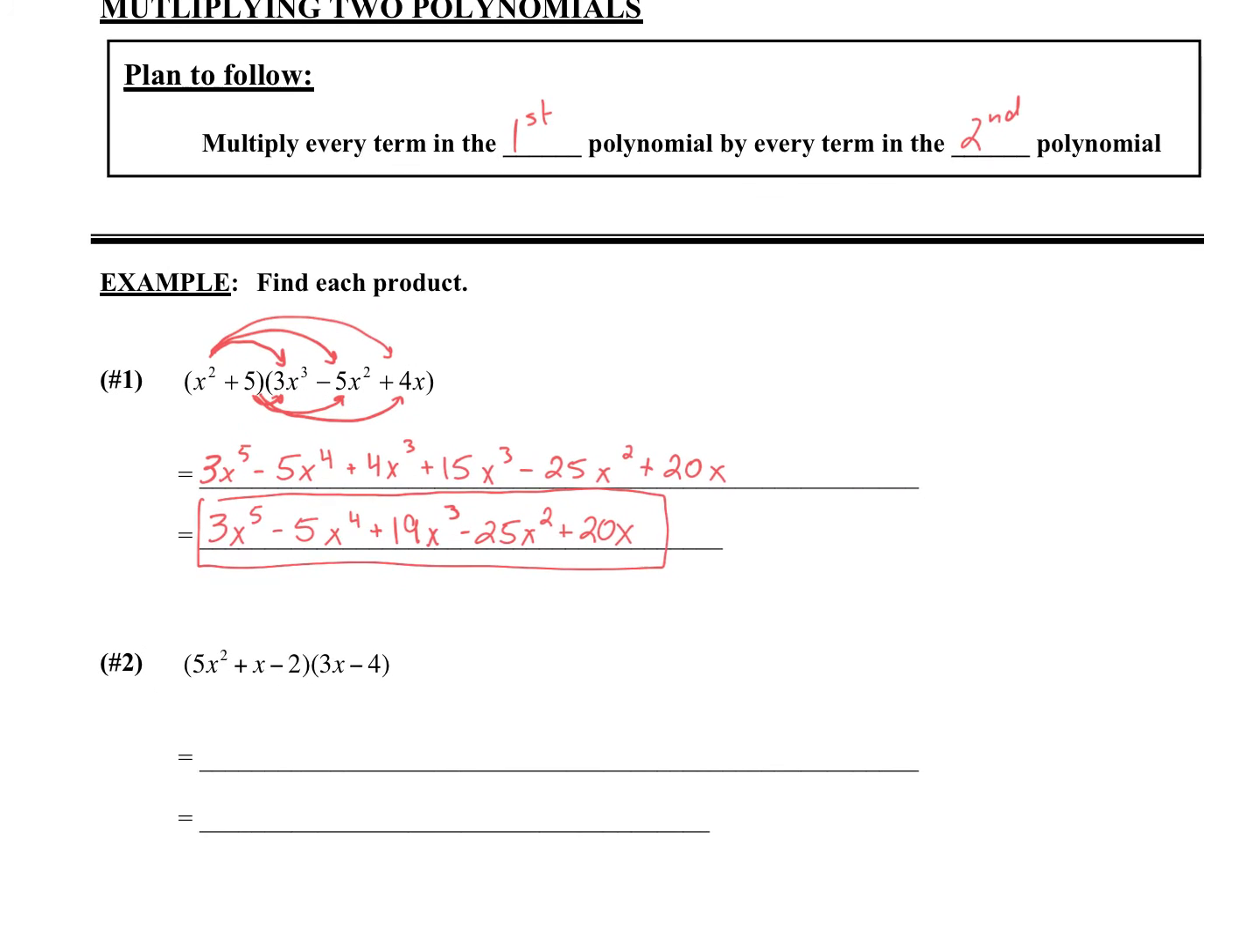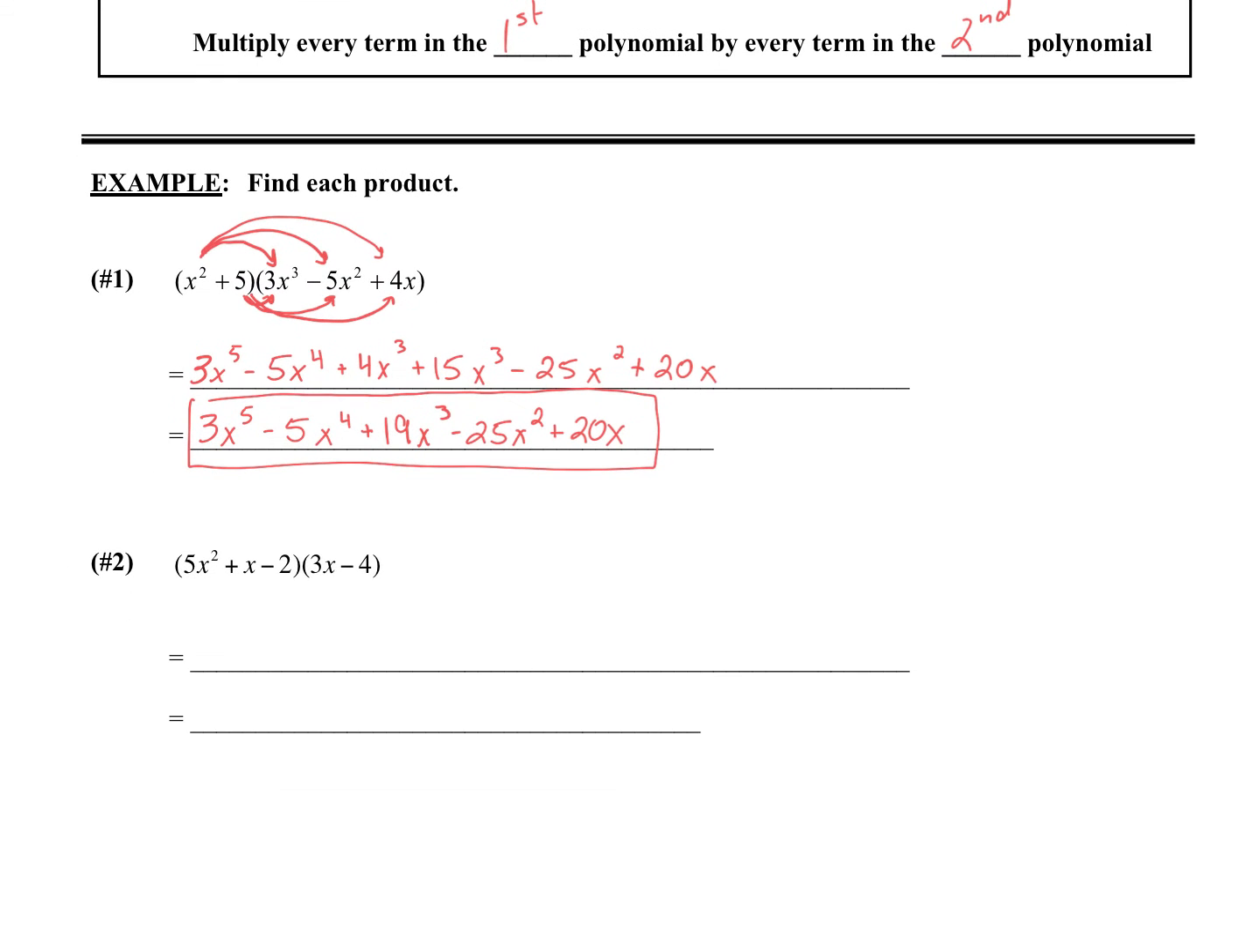All right, in the last example of the notes, we're going to follow the same plan we did up top. So we're going to multiply every term in the first polynomial by every term in the second polynomial. So we'll start with the 5x squared, and we're going to multiply that by 3x, so that'd be 15x cubed. And we have 5x squared times negative 4, so that would be negative 20x squared. All right, then we're going to do x times 3x, that will be plus 3x squared. Then we have x times negative 4, so negative 4x.